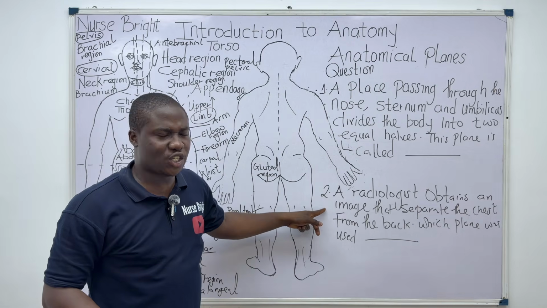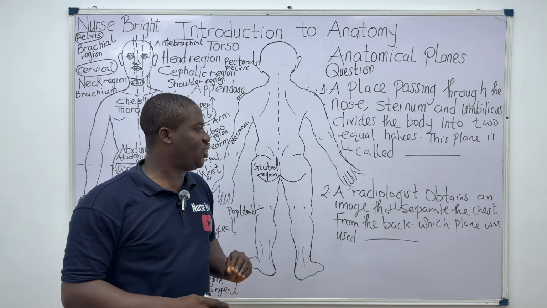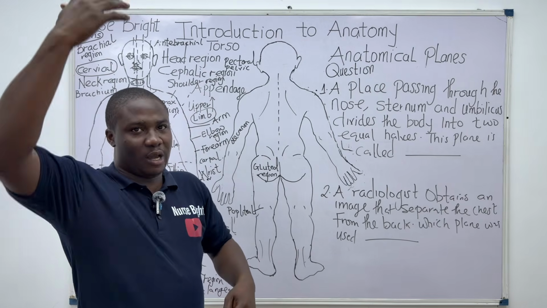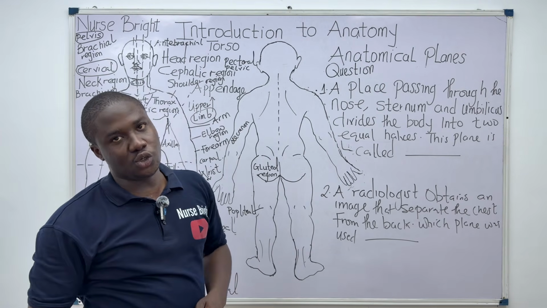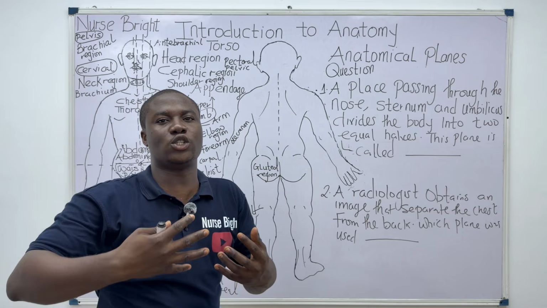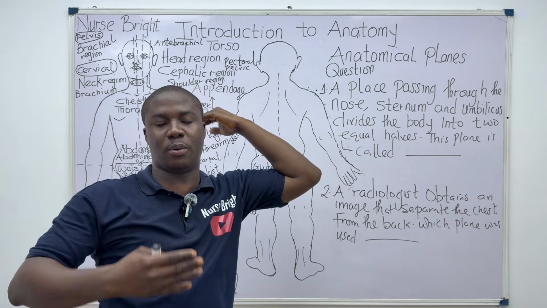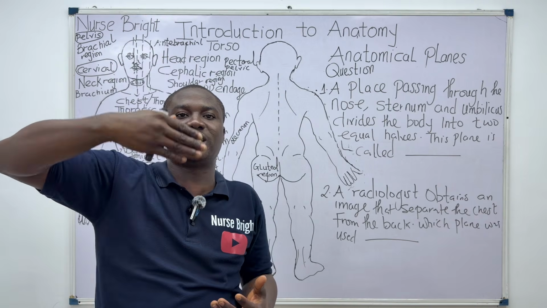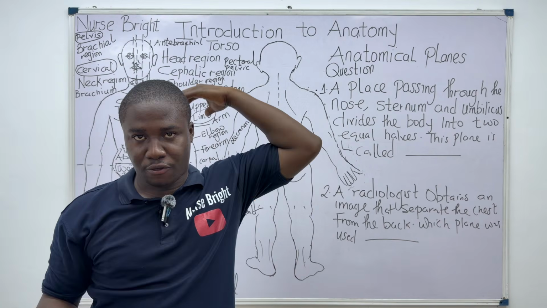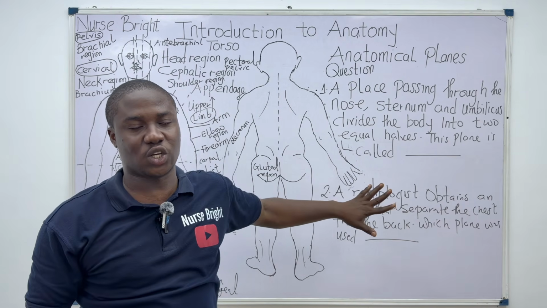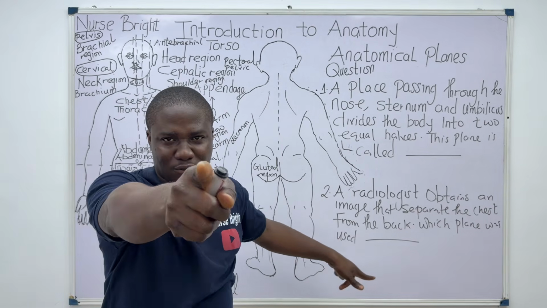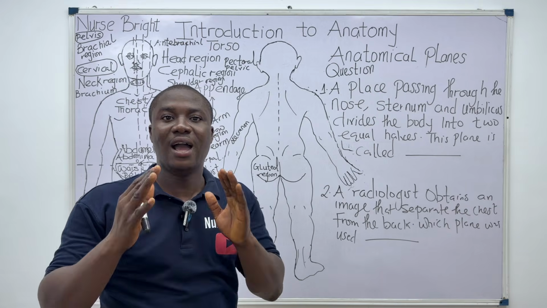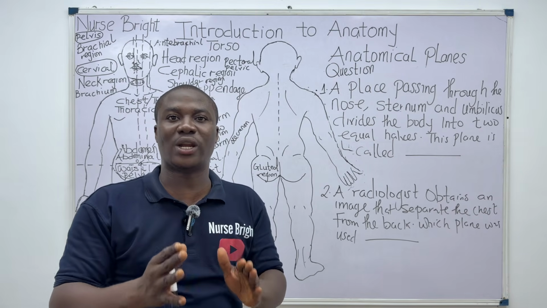Next question says, a radiologist obtained an image that separates the chest from the back. Which plane was used? So easy. I told you to separate the anterior from the posterior view, because the chest is the front view and the back is the posterior view. So which plane separates the anterior view from the posterior view? That's what this question talks about. Provide the answer in the comment section. I've taught you already. It's very easy. Let's get into more smarter questions before we get into directional terms.